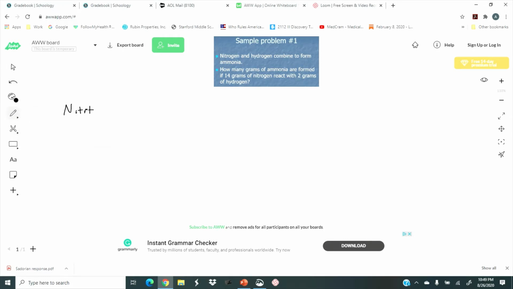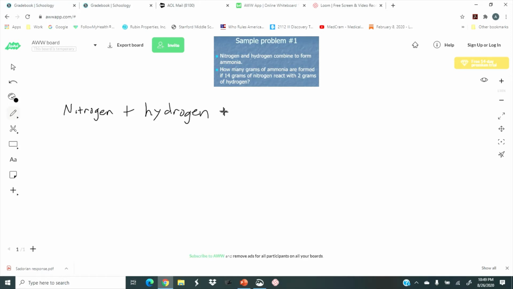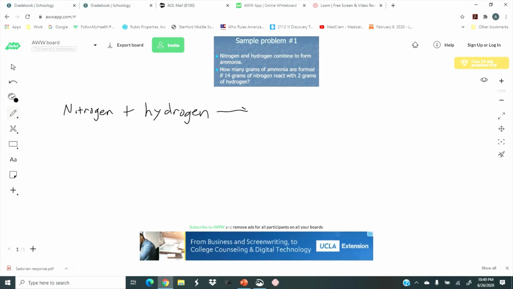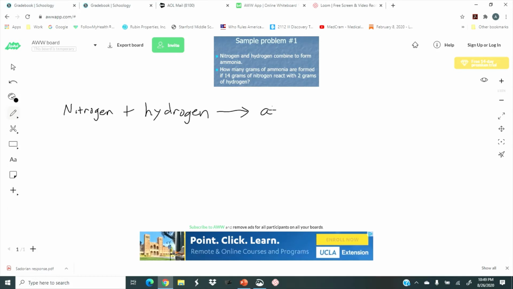Nitrogen plus hydrogen. Bear with me with the drawing here. I still haven't gotten used to using this pad, and it's been all summer since I've actually used it. So nitrogen and hydrogen get together and they form ammonia.